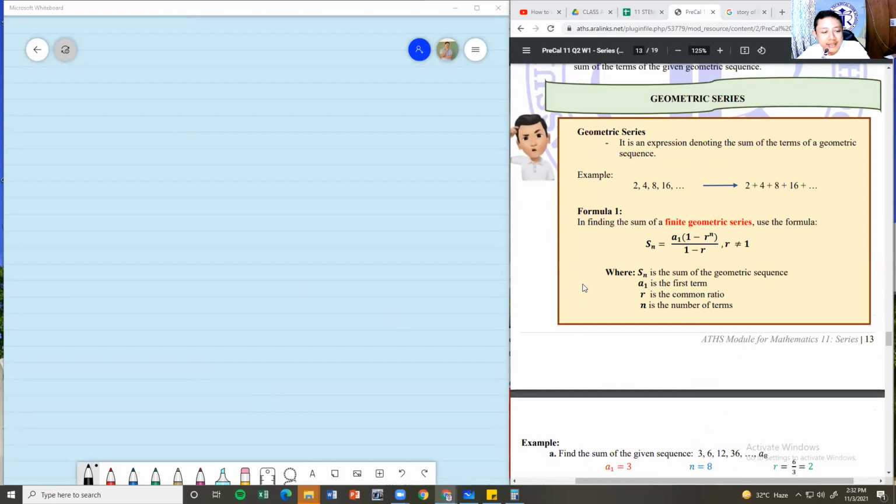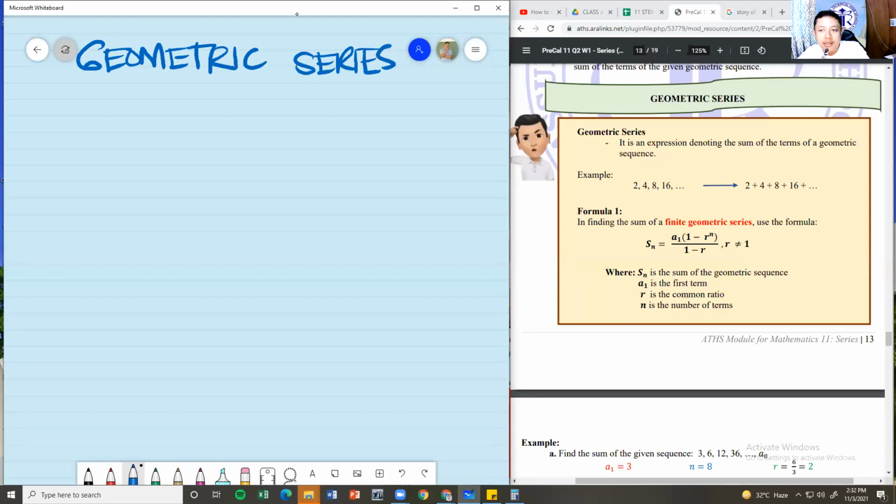So we have here the geometric series now. The formula here is S sub n is equal to a sub 1 times 1 minus r raised to n over 1 minus r, where r should not be equal to 1. Because if it's just 1, 1 times 1, 1 times 1, it will never move. It's always just 1. Okay? So you know this. r is the common ratio, n is the number of terms, and a sub 1 is the first term. As simple as that. Ready?